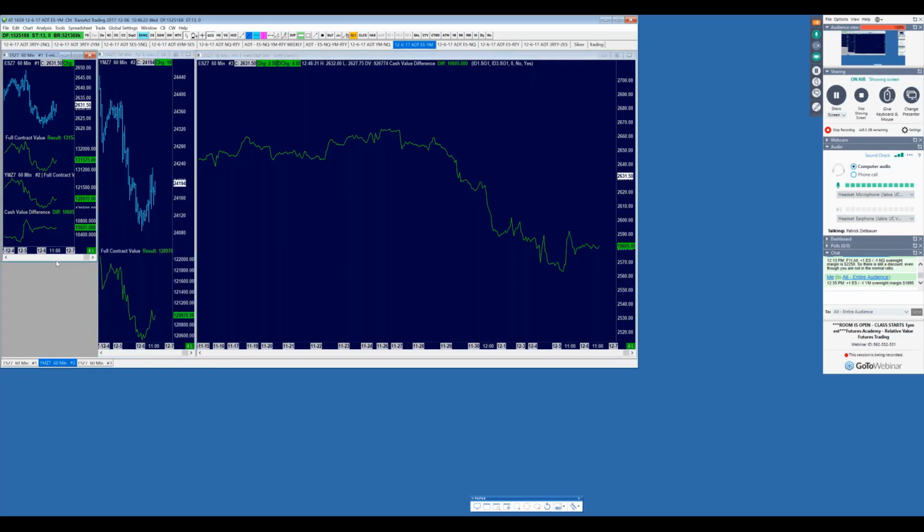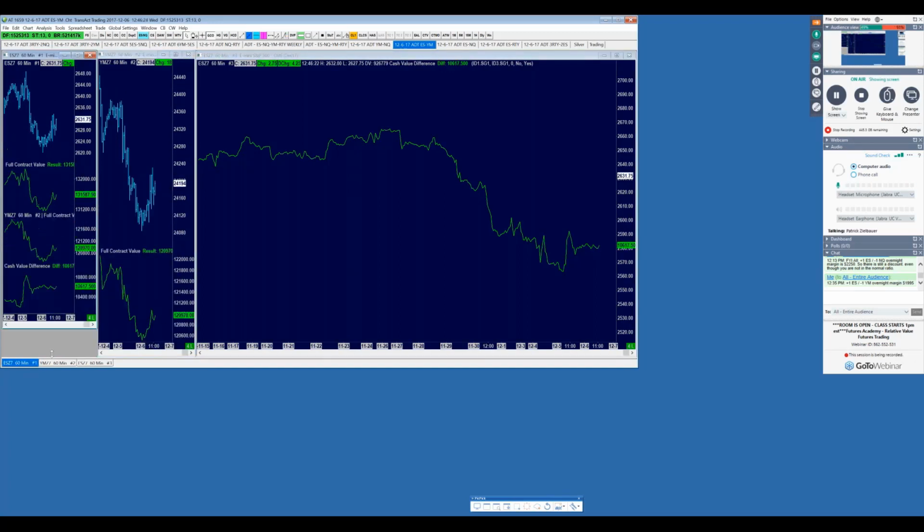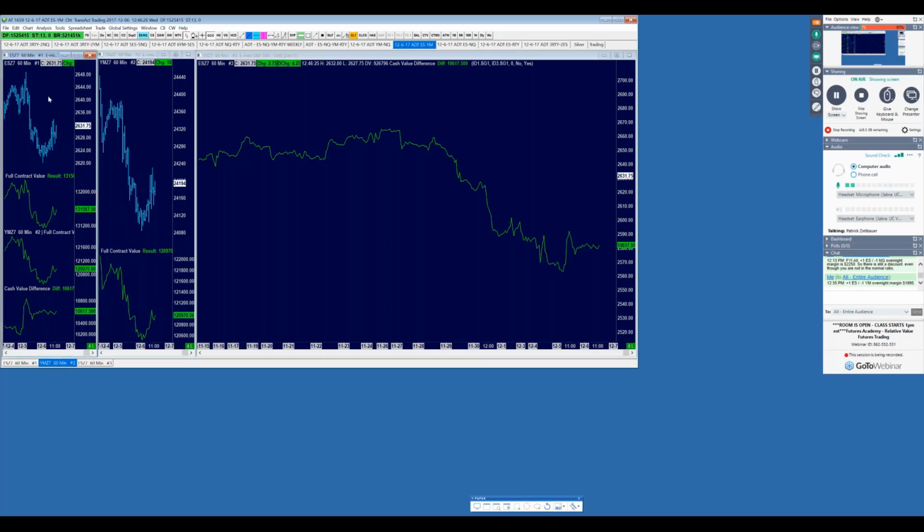Okay, so on the left-hand side, you've got the S&P, and then here you've got the Dow. So S&P, full contract value of the S&P, Dow, full contract value of the Dow, this value overlaid onto the S&P chart so that one can be subtracted from the other, which yields this. This $10,612 number, which is moving in real time, is the actual cash value between the two contracts, and that is being graphed over here.